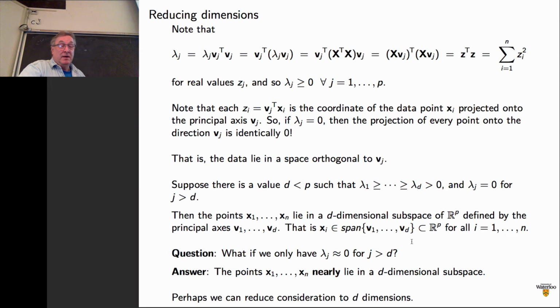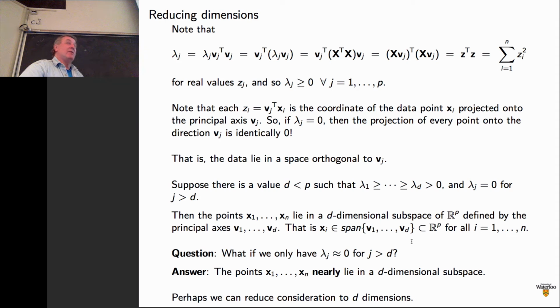All right? If all the data lives in that span, why do I care about the places where the data aren't? So I could reduce the dimensionality of the problem from p dimensions to d. There's no data up in those spaces. Just look at the d-dimensional space.